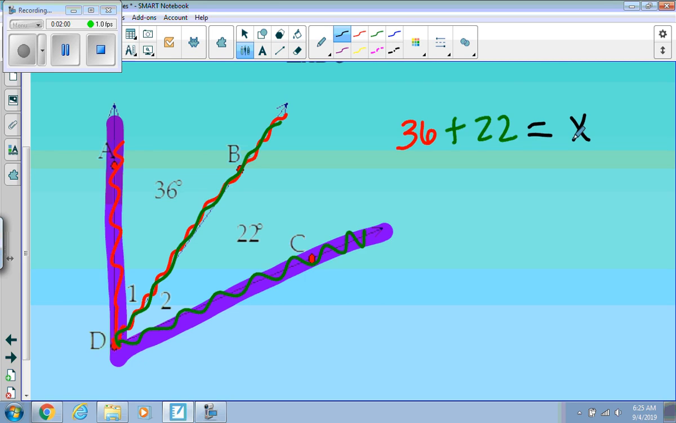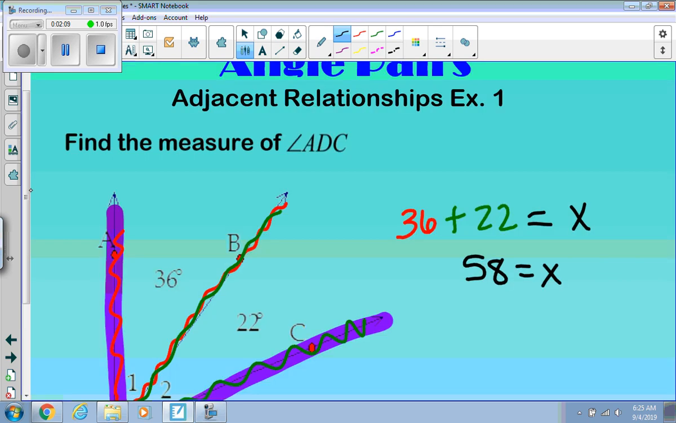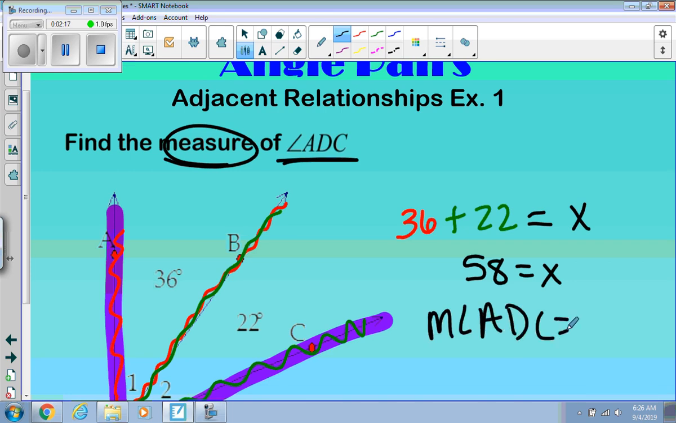So if we take 36 and add it to 22, we're going to get 58. So we were looking specifically for the measure of angle ADC. So the measure of angle ADC is going to equal 58 degrees.